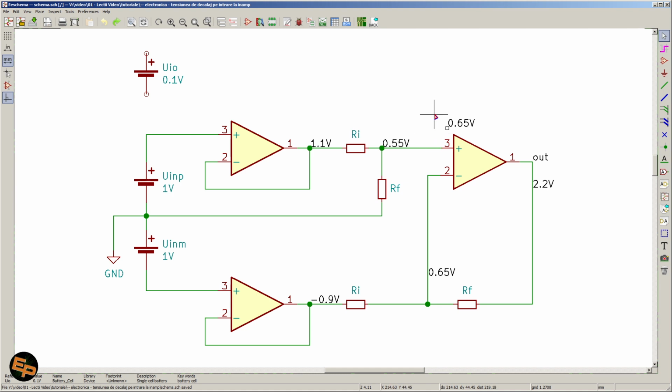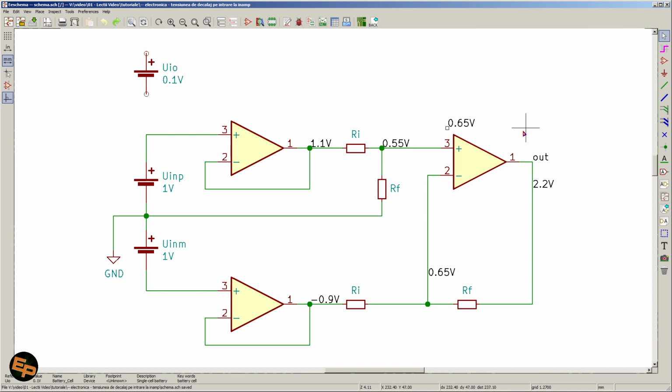However, this is where the input offset voltage comes into play. We will consider that it affects the plus input of the op-amp instead of the minus. So the op-amp, instead of seeing 0.55 volts, is going to see 0.65, because 0.55 plus 0.1 equals 0.65. So that's what it is going to see on the plus input.